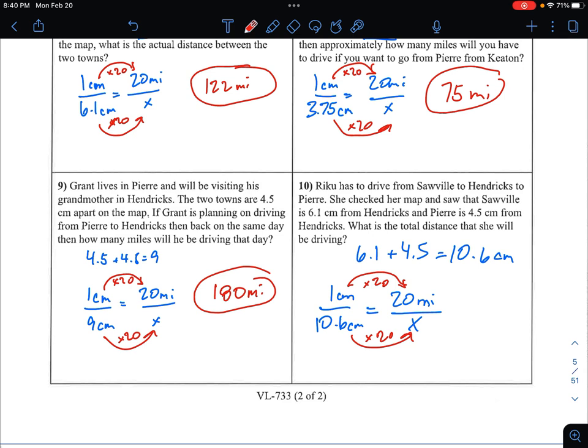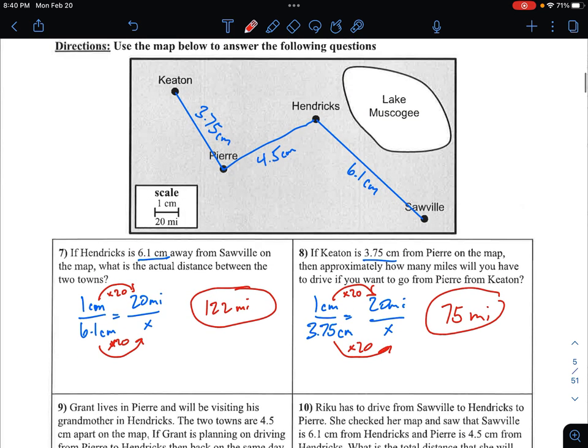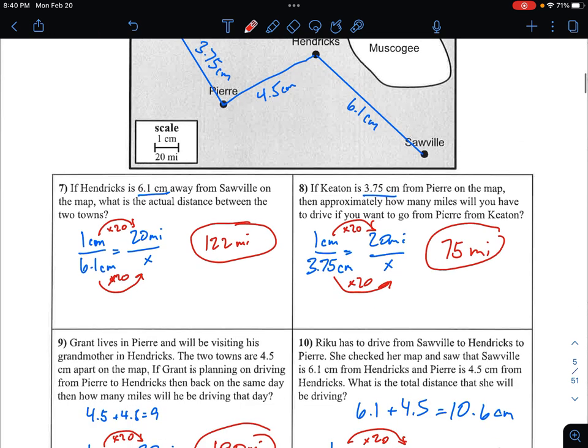10.6 to X. Where are you? There you are. 10.6 times 20. That is 212. 212 what? 212 miles. So Riku will be driving 212 miles. And that is how you use a scale factor. How you can use a proportion.